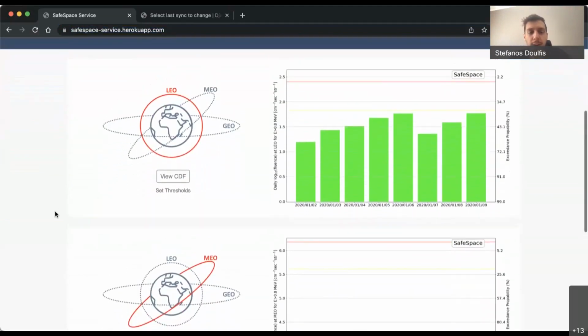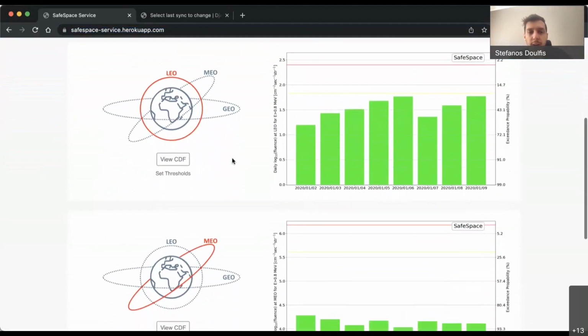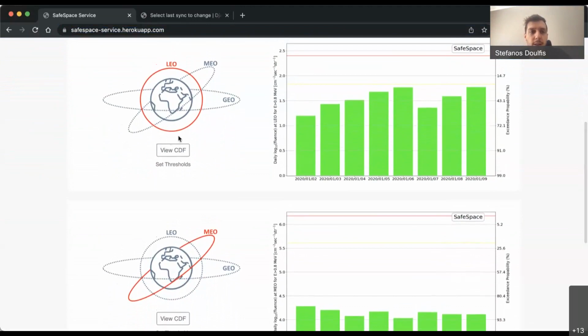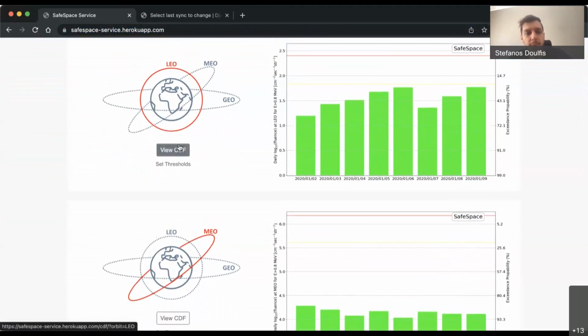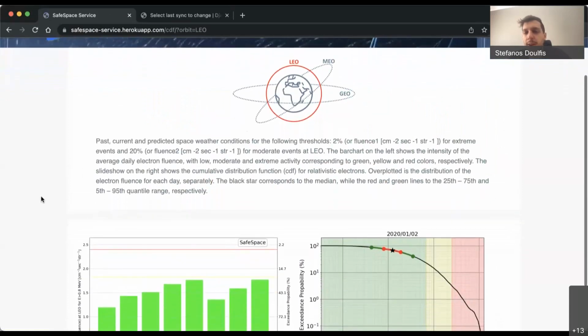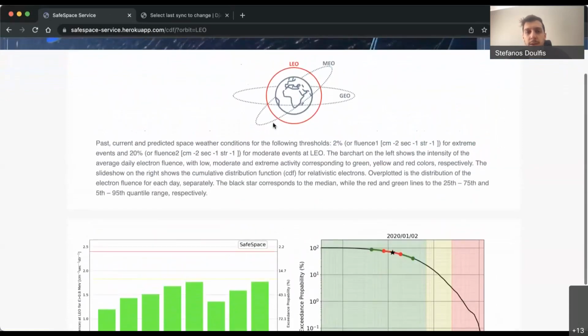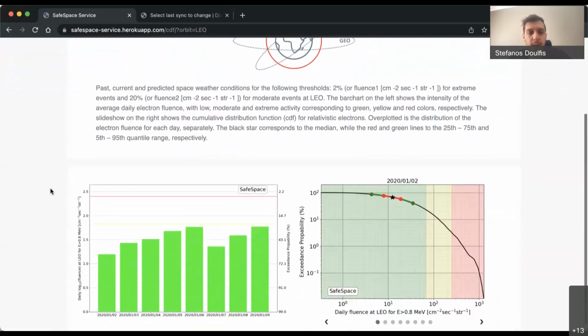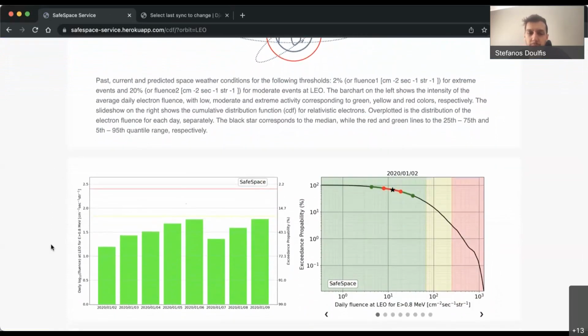So going further, for each trajectory, a user can see more details about the trajectory selected, the orbit, and this will be done with the View CDF button. It goes a level deeper, and here we can see more details about it. It's the orbit being selected. It's the same bar chart with the same values, and along with it comes this gallery of CDFs.